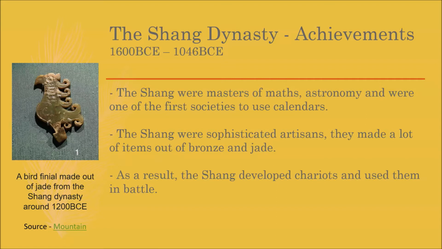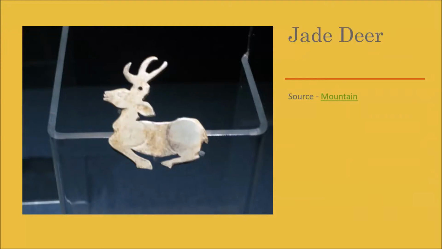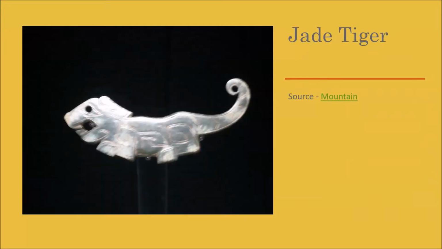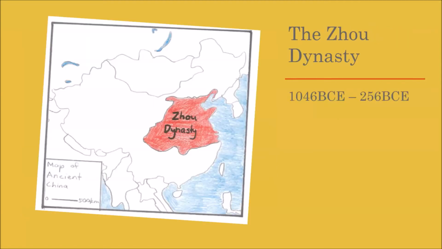The Shang were sophisticated artisans. They made a lot of items out of bronze, and especially jade. As a result, the Shang developed chariots and used them in battle. Here's a bit of a slideshow of all the jade stuff that the Shang produced. So we've got a jade deer, jade tiger, jade bird, jade dragon, jade fish, jade dragon again.